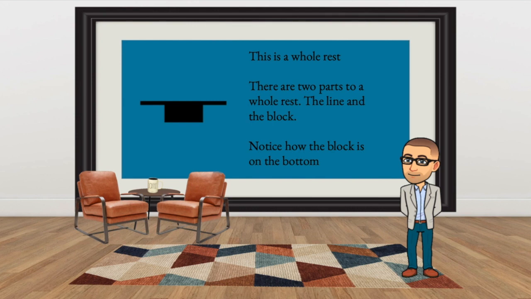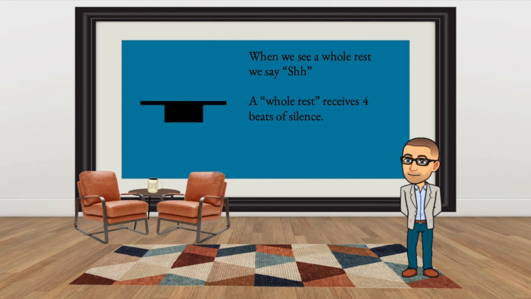Now, just like a whole note, a whole rest is going to receive 4 beats, but not beats of sound. It's going to receive beats of silence. Now, when we see a whole rest, we're going to say shh for 4 beats. Now, that's with a metronome, or that can be with a track that we're listening to. Any of those things, they receive 4.